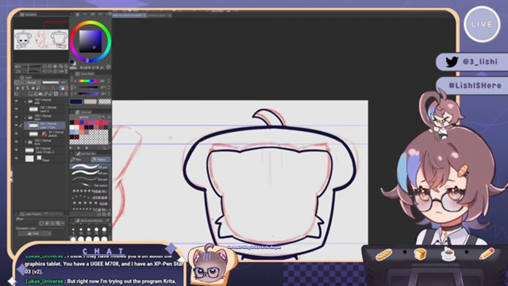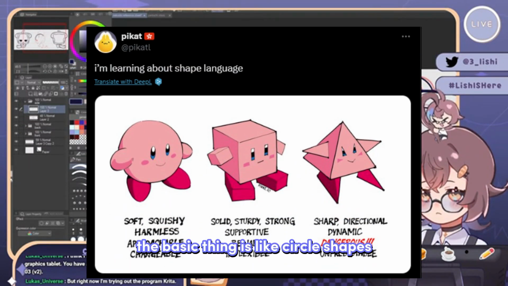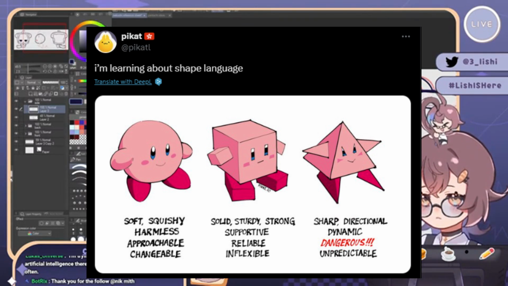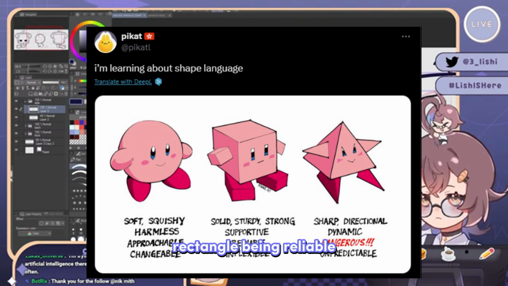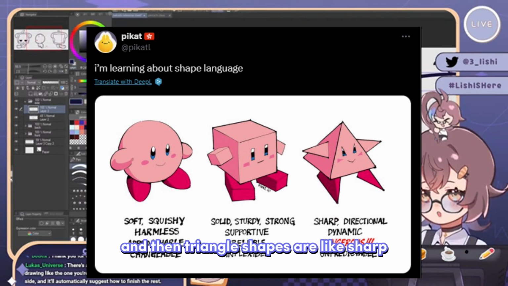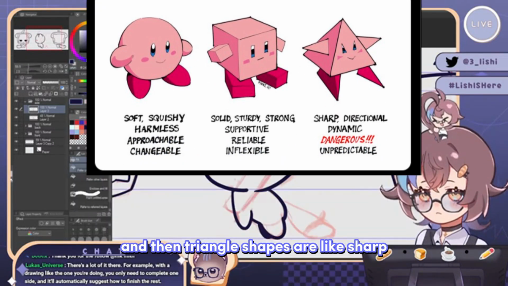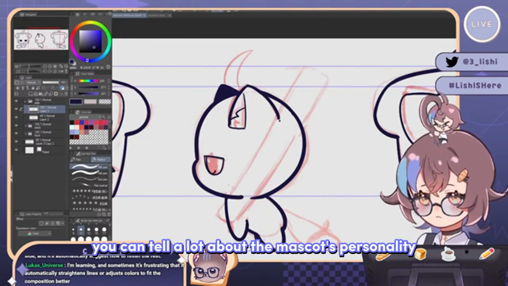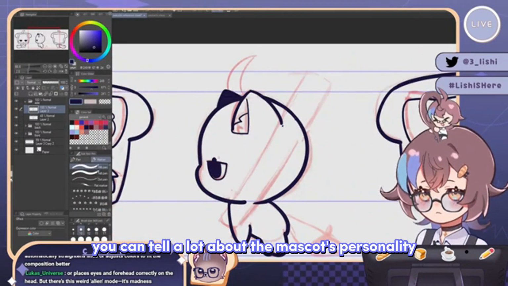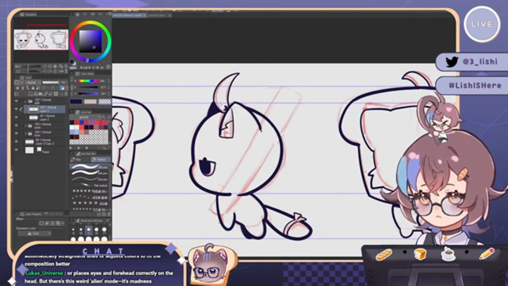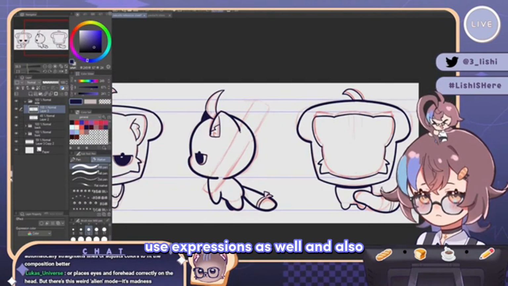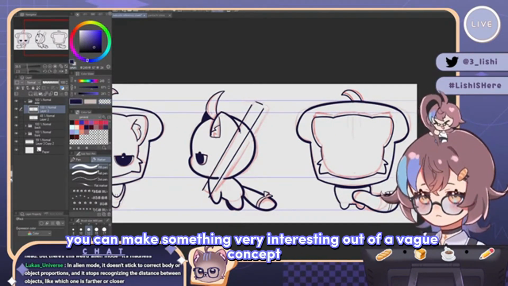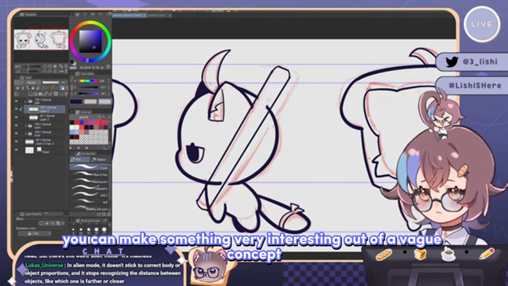Well, with shape language, the basic thing is circle shapes indicate friendliness, cuteness, rectangle being reliable, and then triangle shapes are sharp characters. So just with shape language, you can tell a lot about the mascot's personality. Use expressions as well. And also remember that even if you have a very vague concept, you can make something very interesting out of a big concept.